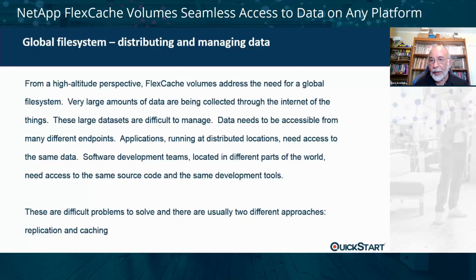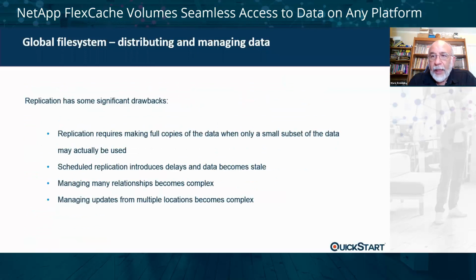When we look at how we can manage accessing this data from multiple locations, there really are two basic approaches. One is replicating the data, so we have copies all over the place. And the other approach is file caching. They have certain trade-offs. Each one has some advantages, but replication has some very significant drawbacks. When you make full copies of data, and you're separating this into different locations that maybe only need a subset of that data, you're wasting bandwidth and you're wasting space. How do I manage those replications is an issue.